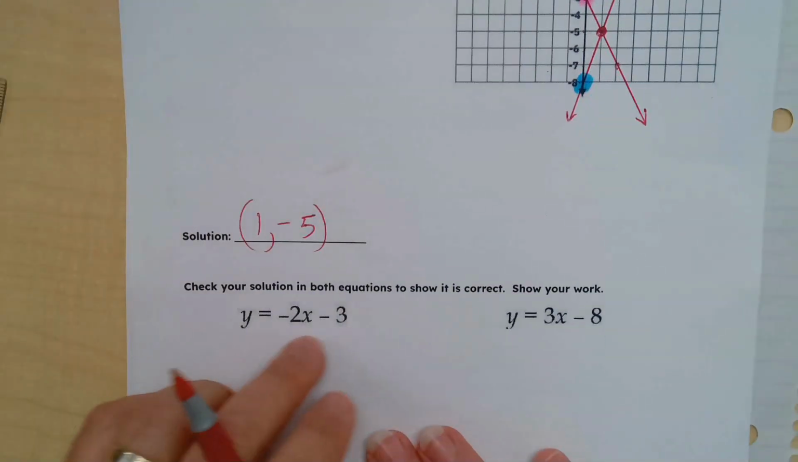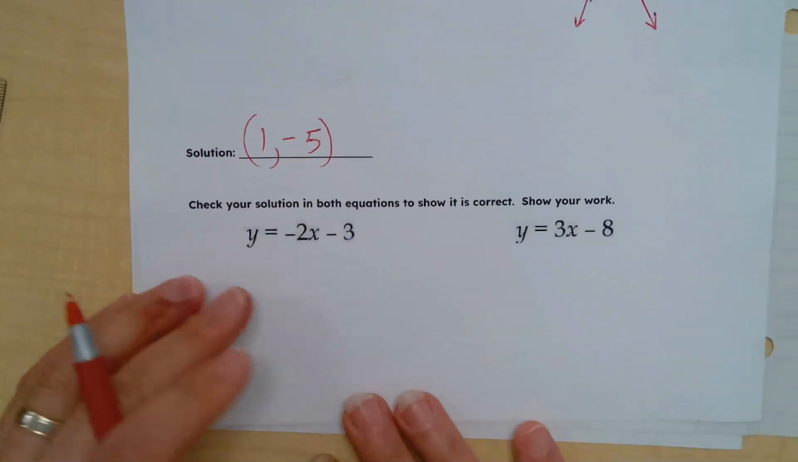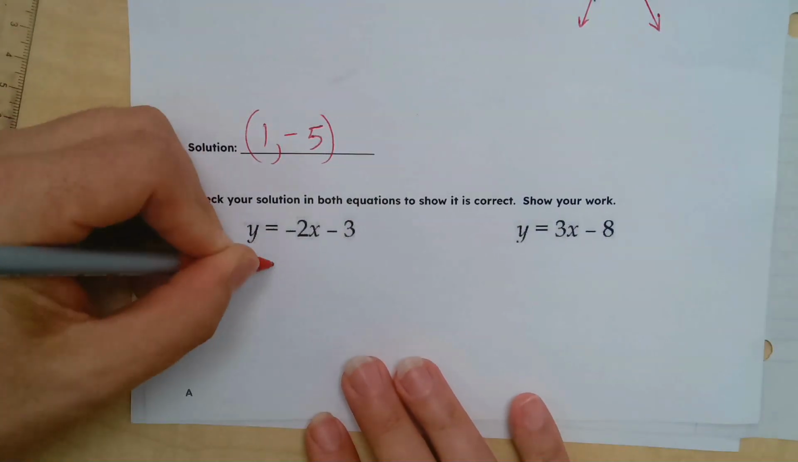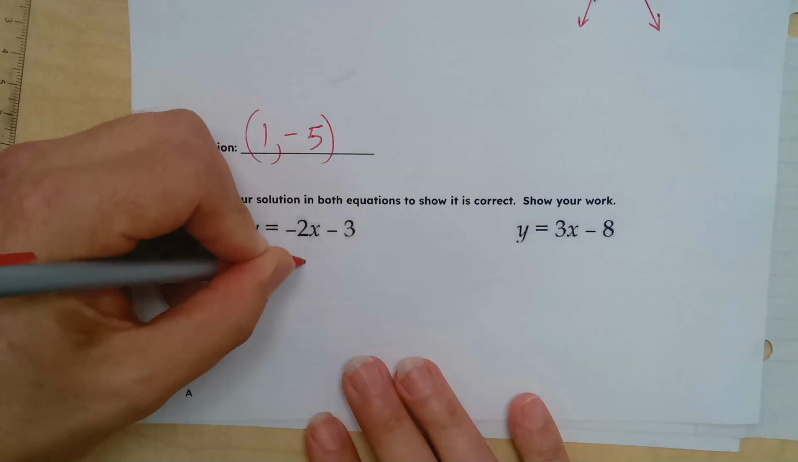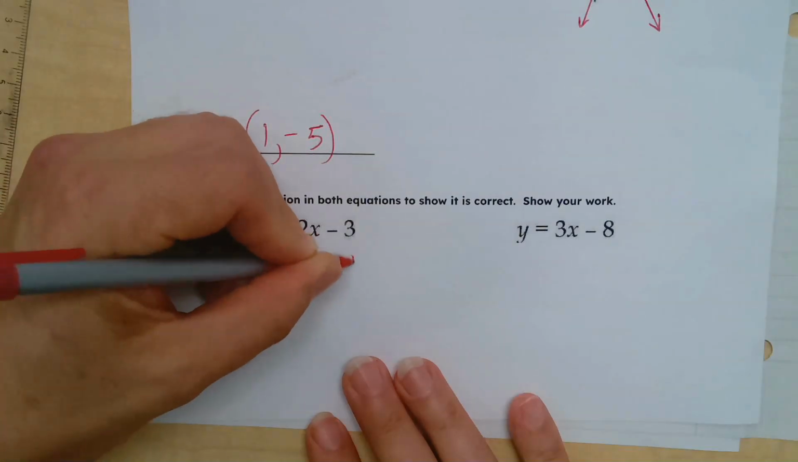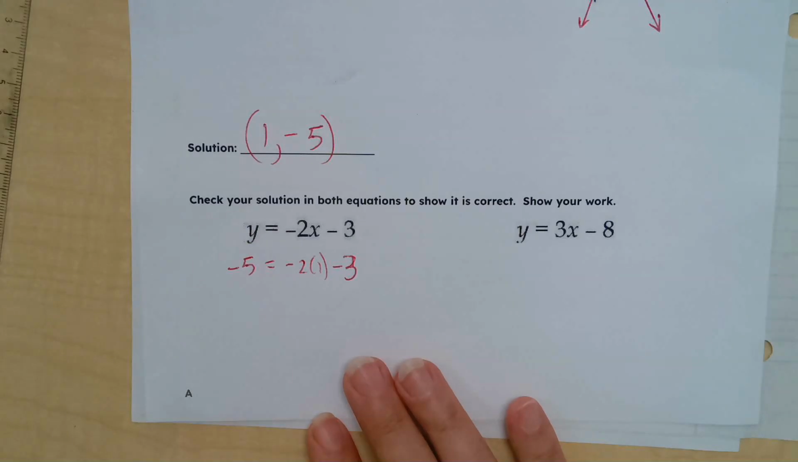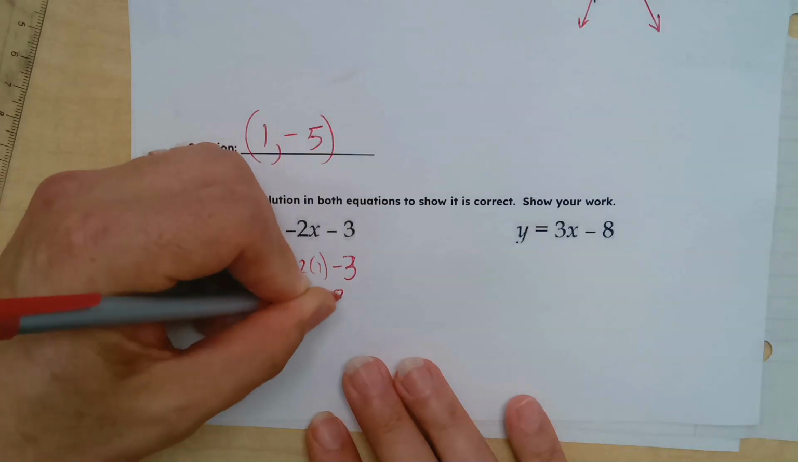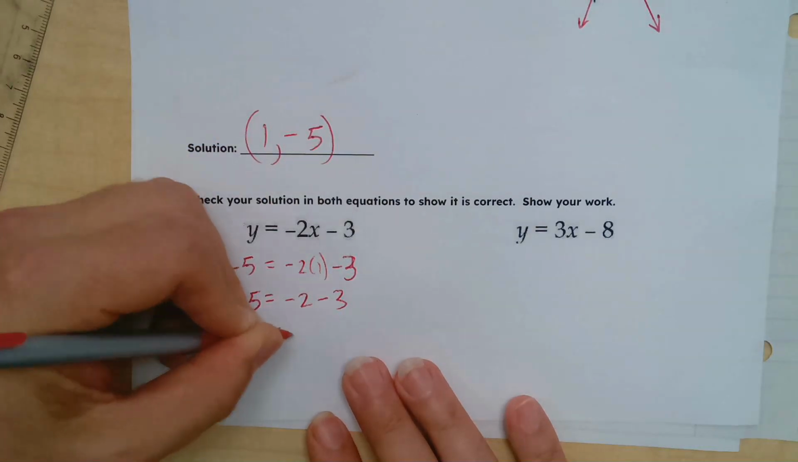So check the solution to see that it works. All you're really supposed to do here is plug in -5 in place of y, and plug in 1 in place of x. And let's see if that works. So I end up with -5 equals -2 minus 3. So I have -5 equals -5.